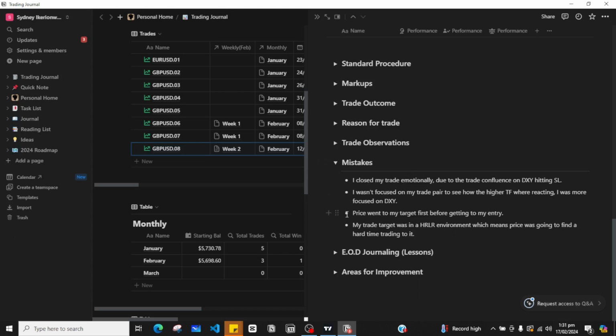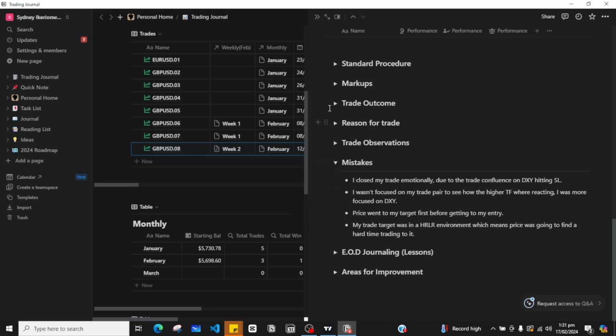And the next mistake I did was price went to my target first before getting to my entry. As I said earlier, price went to the 4-hour fair value gap, which is the point of interest, before going to my entry, which ultimately made the trade a low probability trade, but I still decided to take the trade. My trade target was in a high resistance liquidity environment, which means price was going to find a hard time trading to it. What do I mean by this?